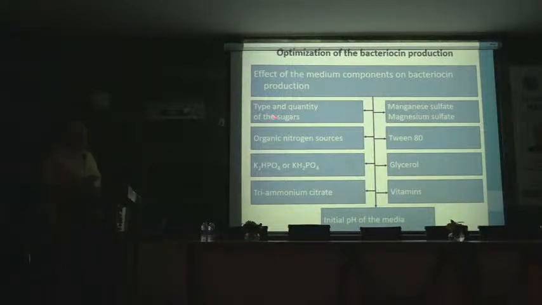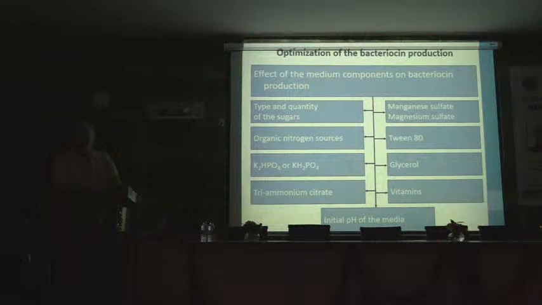So you can play with the type and quantity of the sugars. Remember, not all bacteria like glucose, some like fructose, some like lactose. That's why you had API 50 CHL, to know which sugars your strain can metabolize. And you can replace the glucose in the media with a different sugar that will give good growth and good production.